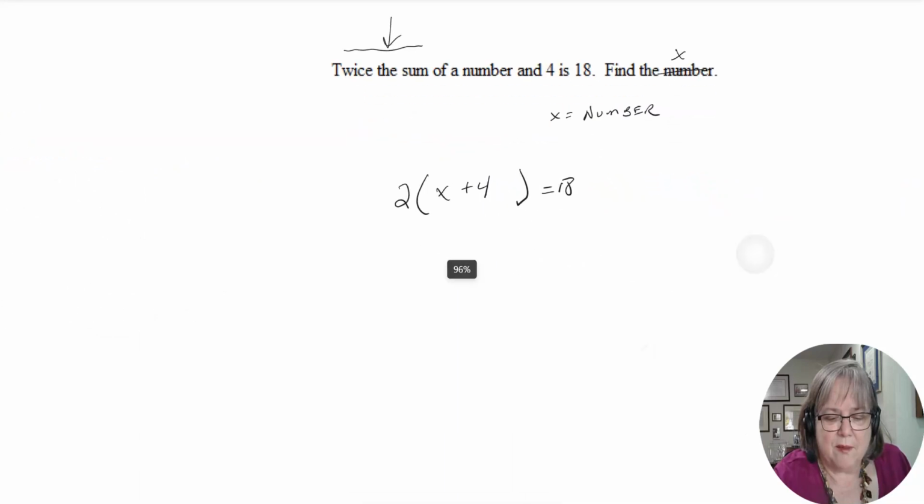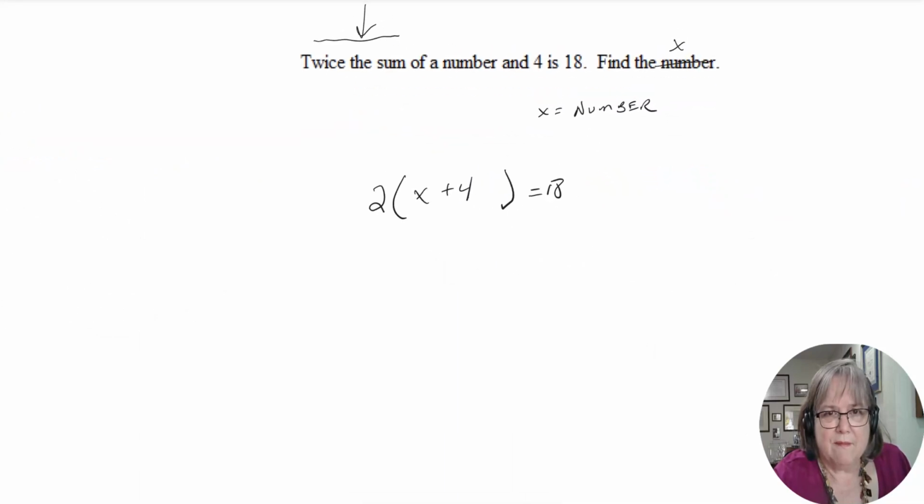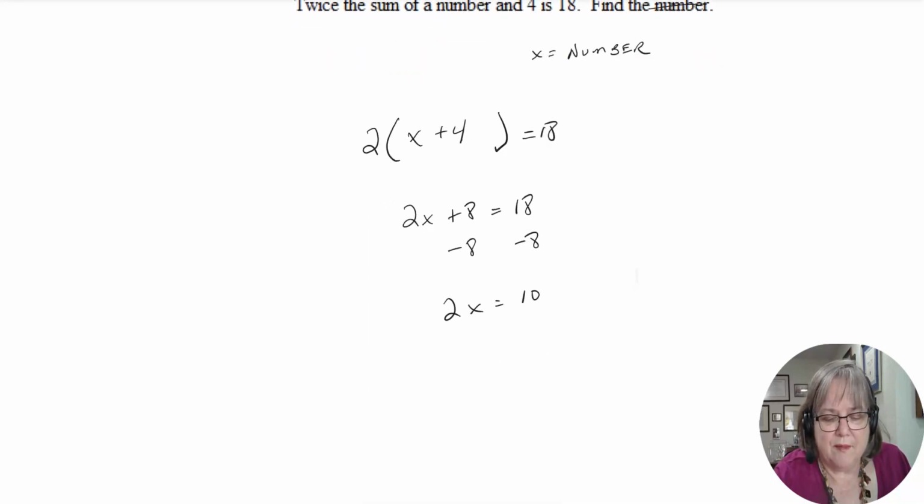So can I simplify the left-hand side? Yes, I can. So 2 times x is 2x. 2 times 4 is 8. Is equal to 18. Can I simplify the right? No. All right, isolate my x's, so I'm going to leave them on the left. So I need to move the constants to the other side. What's the opposite of adding 8? To subtract 8. So 2x and 18 minus 8 is 10.